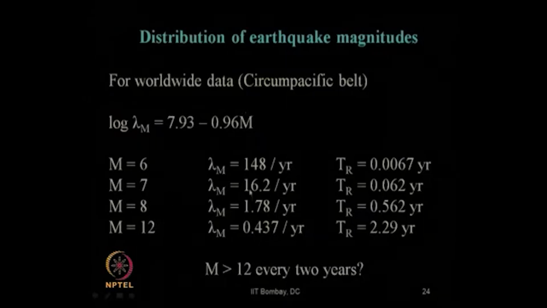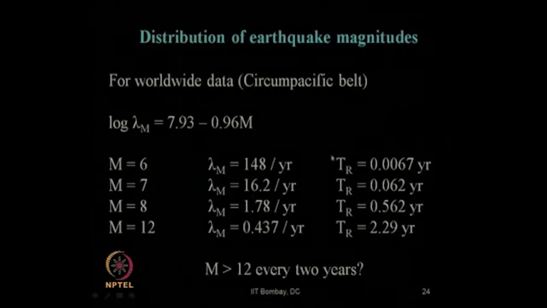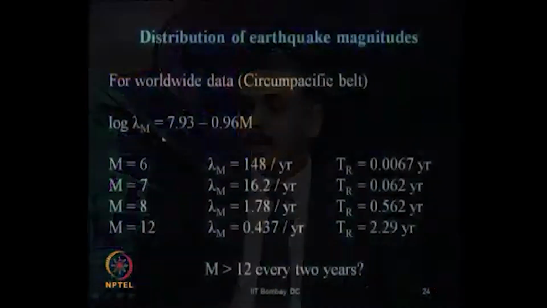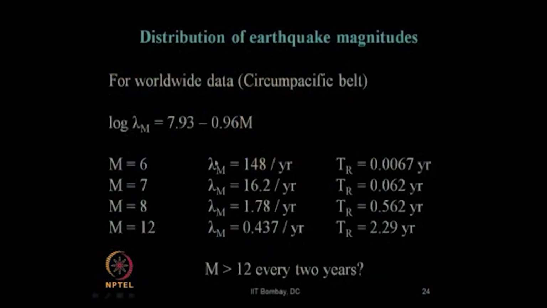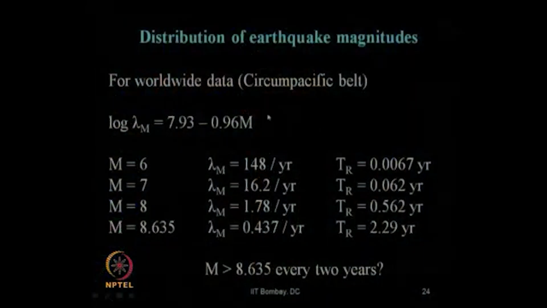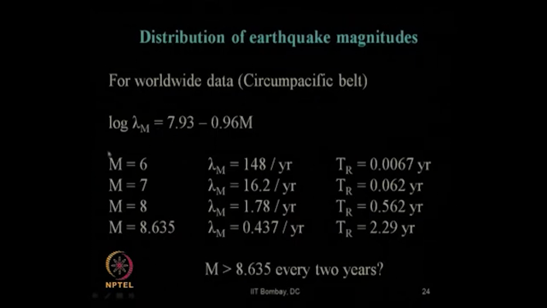So, we have to know where to stop, where is the upper limit in this Gutenberg-Richter recurrence law, so that we have both lower threshold and upper threshold to continue further for the calculation of this return period or the mean annual exceedance. Okay? So, for worldwide data like for Circum-Pacific belt, the Gutenberg-Richter recurrence law has been proposed like this, that log of lambda m equals to 7.93 minus 0.96 m.